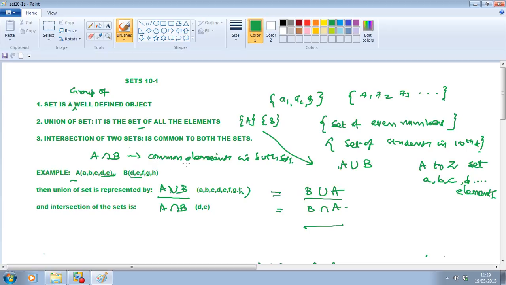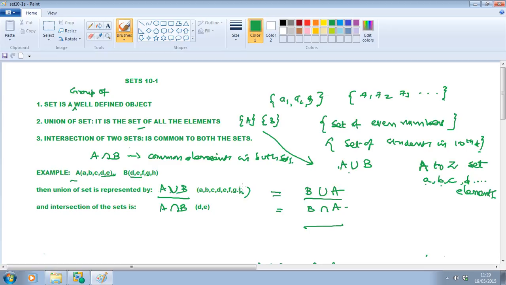Capital A, B, C, D represents the set name. We mention the name like that, A, B, C, D. Otherwise we would have to say set 1, 2, 3, and that is confusing. So we use capital letters for sets, and small a, b, c, d are the elements or numbers of the group.